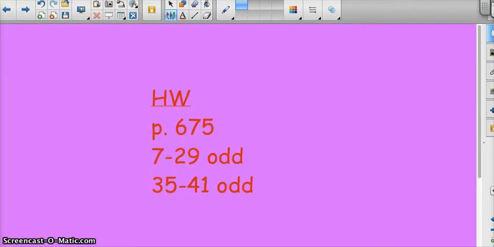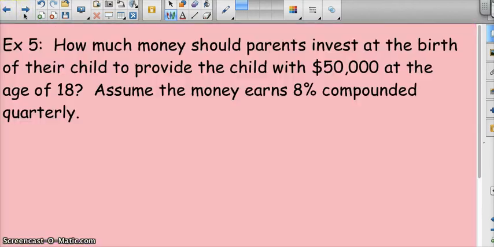All right, last one we've got. On the last one we've got here. How much money should parents invest at the birth of their child to provide the child with $50,000 at the age of 18? They want to give their kid a good college fund. They want to send them away to college, okay?